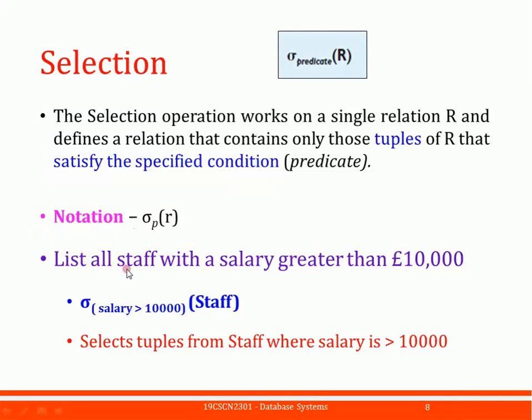As an example, list all staff with a salary greater than 10,000. So we are going to express this like sigma salary greater than 10,000 on staff. Staff is the relation. So this selects the tuples from staff where the salary is greater than 10,000.